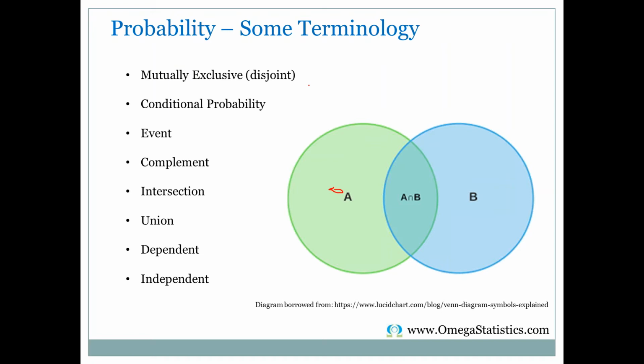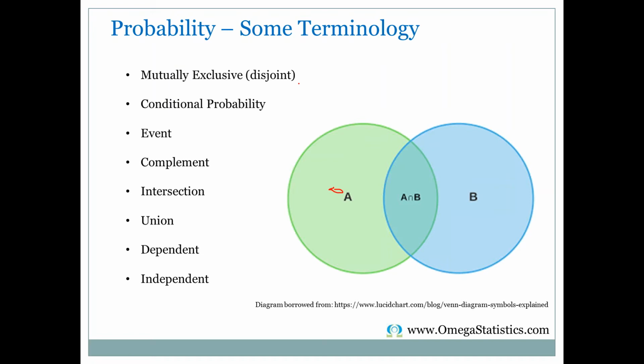We have mutually exclusive, and that's also called disjoint. When two events are mutually exclusive or disjoint, they can't occur at the same time. So an example would be, if I'm at an intersection, I can't turn both left and right. I can only do one or the other. Okay, that's an example that's pretty easy.